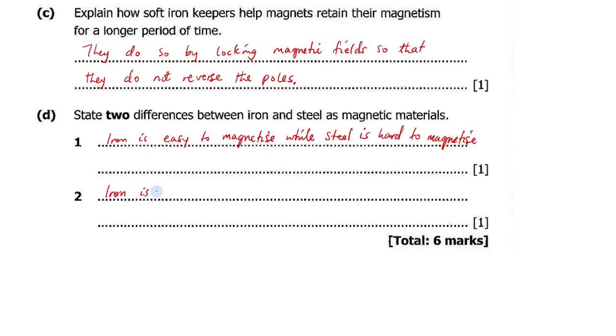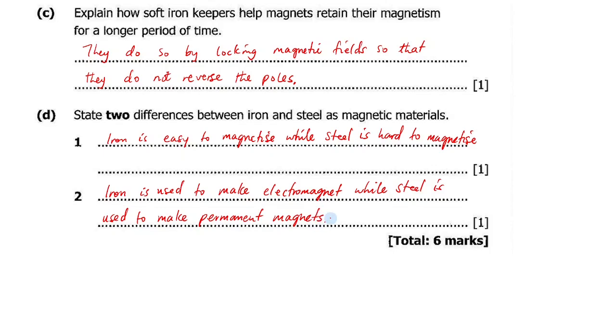Then here you say iron is used to make electromagnets, while steel is used to make permanent magnets. That's what you should know.